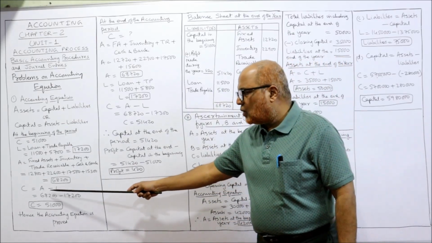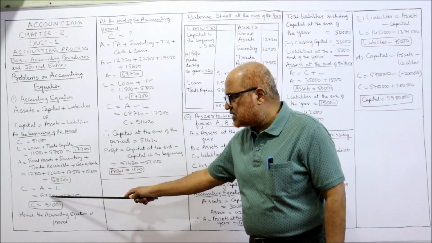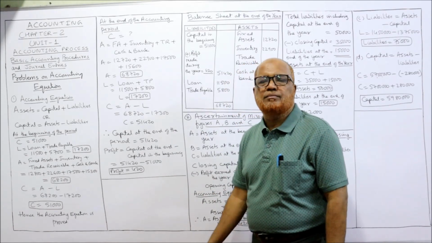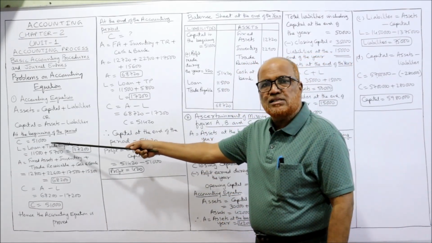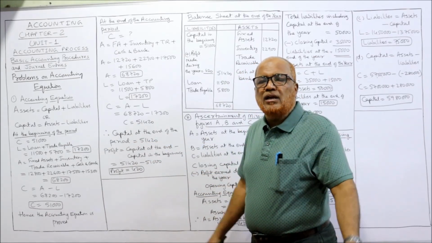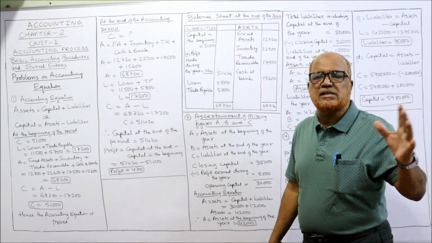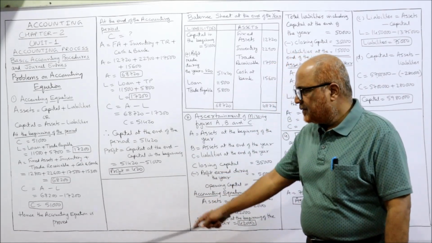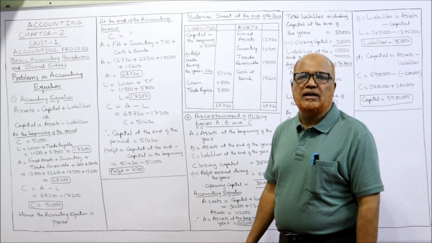Now, capital is equal to assets minus liability. So, 68,200 are the assets, 17,200 is the liability. Subtract, you will get 51,000. Check, is capital 51,000 or not? Yes, capital is given as 51,000. That means our accounting equation is proved. All the assets must be equal to capital plus liability, or capital is equal to assets minus liability. Hence, the accounting equation is proved at the beginning of the year.